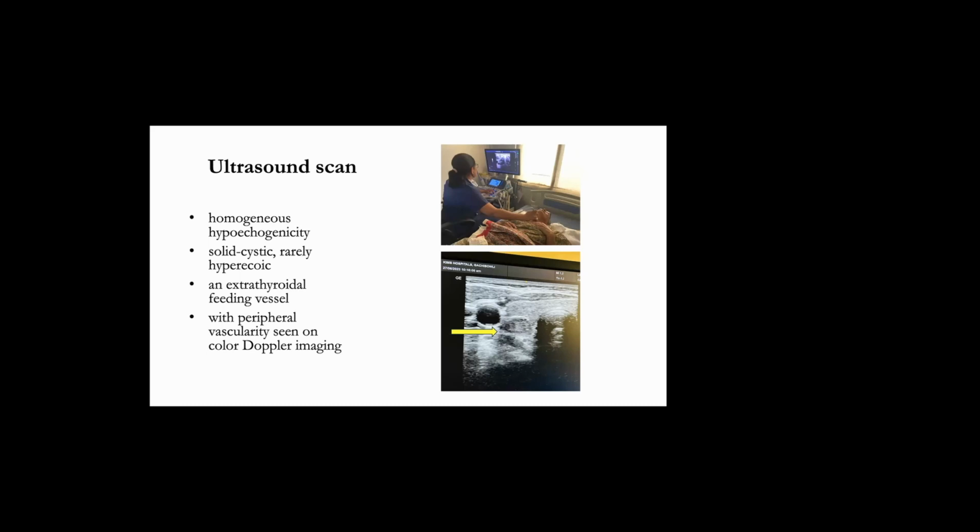And on sonography, these look homogeneous, usually hypoechoic, but I have seen patients who have cystic changes, hyperechoic, solid cystic, all sorts of things. And then we see that there is peripheral vascularity with one vessel entering into the parathyroid. So that is the sign that it is a parathyroid, where we don't see this in a lymph node. In a lymph node, there is hilar supply, unlike the parathyroid adenoma.